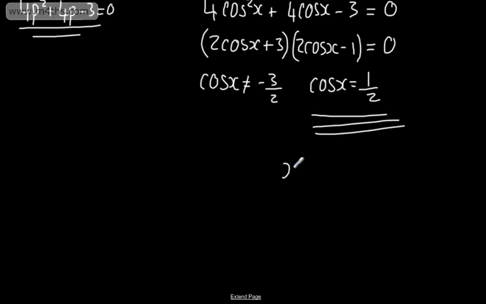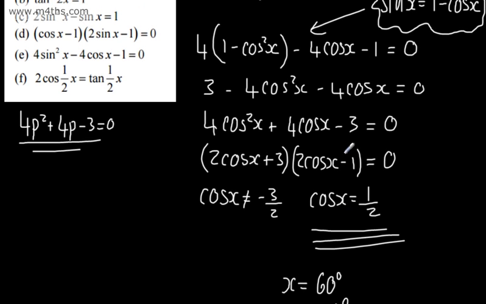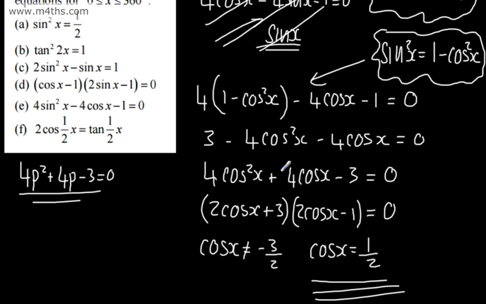So on this, x is going to be equal to 60 degrees, and x is also going to be equal to 300. If cos x is equal to a half, x is 60 or 300 degrees. Again, if you want to check those, do look on a calculator. I'm not going to go through the whole process of solving cos x is a half, as it's one of our nice values.